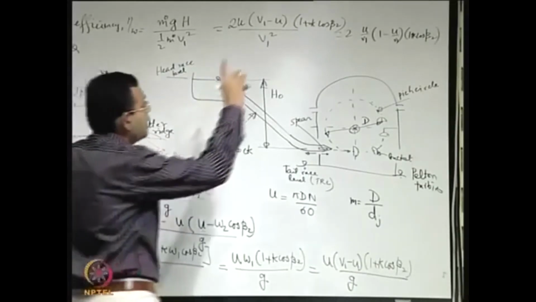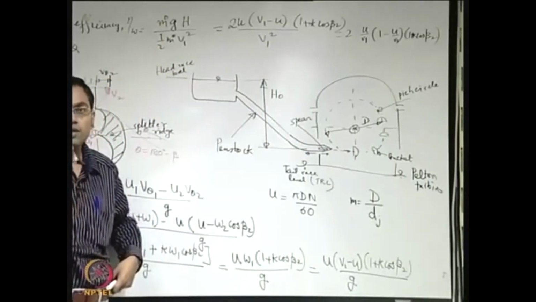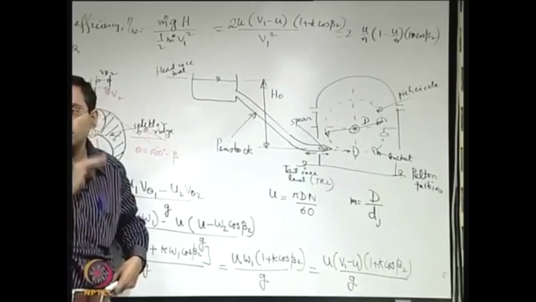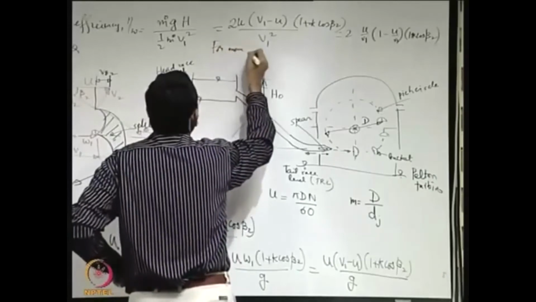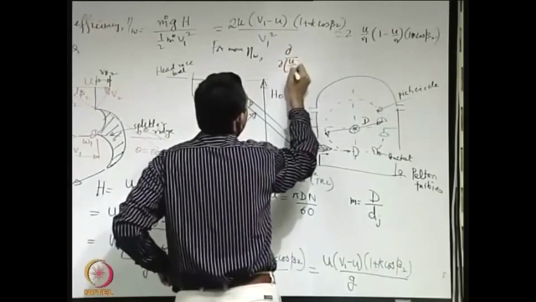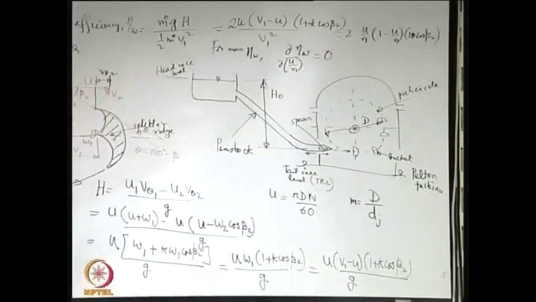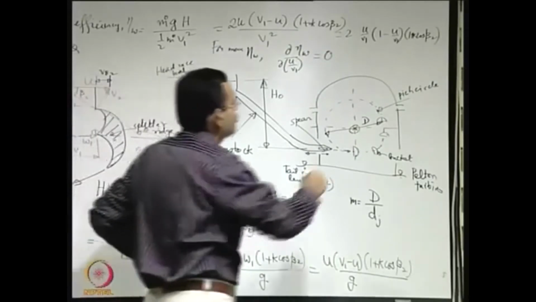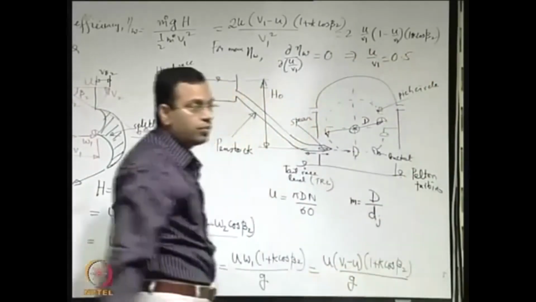So, if you want to have a maximum value of this, that means most effectively the kinetic energy of the jet is converted into useful work. So, for maximum value of this, you must have the derivative of the wheel efficiency with respect to U by V1 equal to 0. U by V1 is a parameter here, other things are geometrical parameters. So, from here you will get that U by V1 is equal to 0.5.